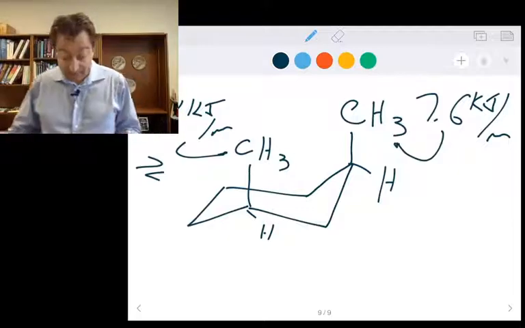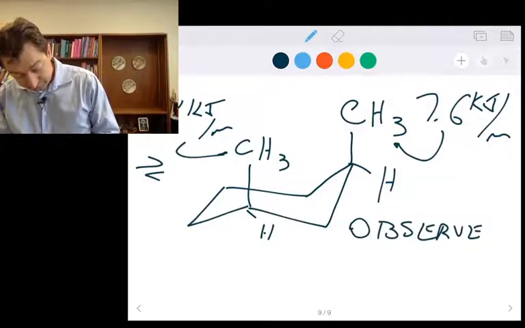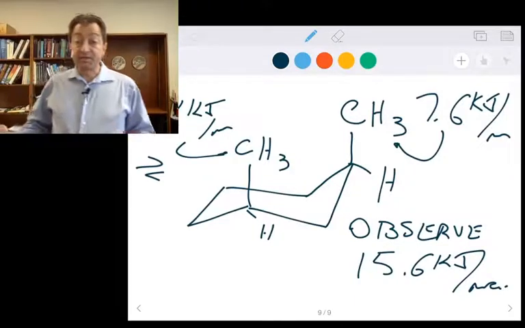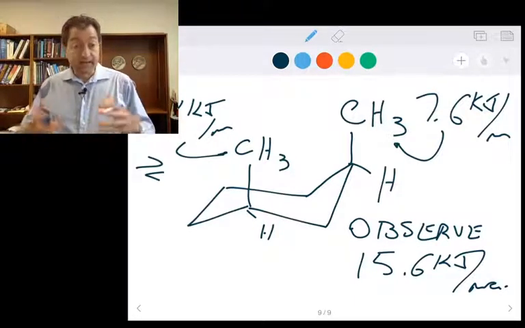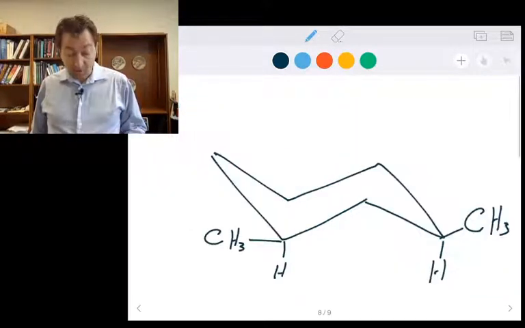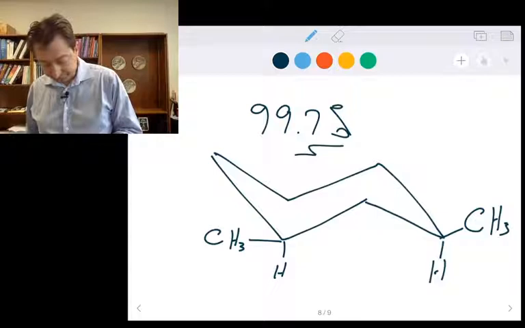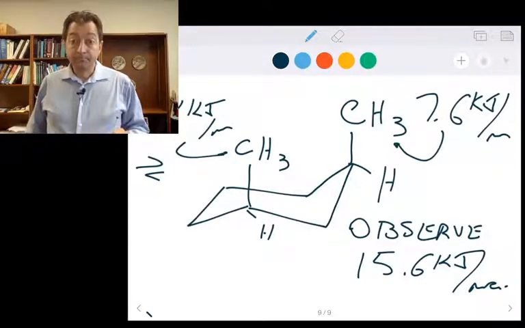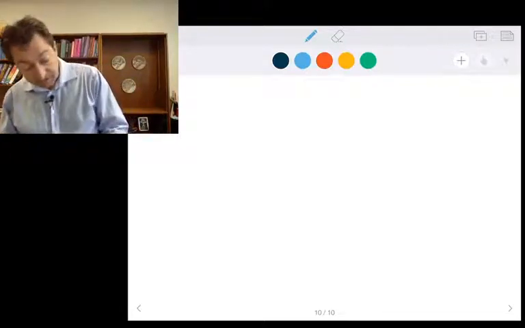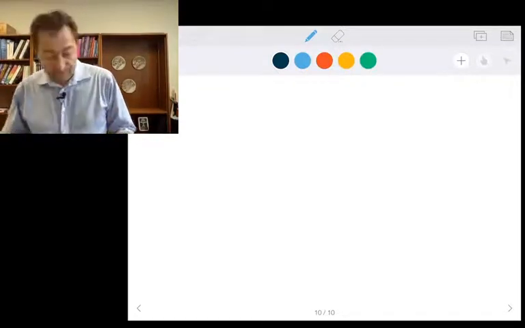And again, in fact, that's exactly what we observe. 15.2 kilojoules per mole is that energy of interaction, again, biasing the whole thing 99.7% to that equatorial conformation that we see here. Let's take a very quick look now that we're getting the hang of this. We'll do the trans-1,3-disubstituted cycloalkane, and then we'll look at a couple of examples that give us the opportunity to see how we make use of this information.